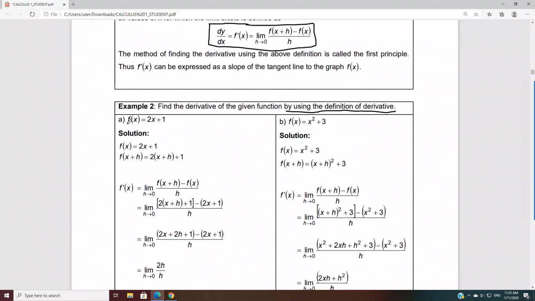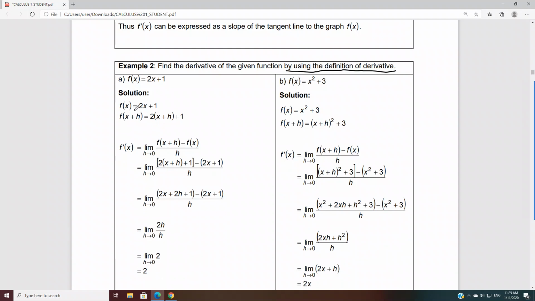Okay, so for a, f of x equals 2x plus 1. So f of x plus h, that means you should substitute x with x plus h. So we have 2 times x plus h, plus 1. We only change the x, because we want x plus h, so we substitute x with x plus h.